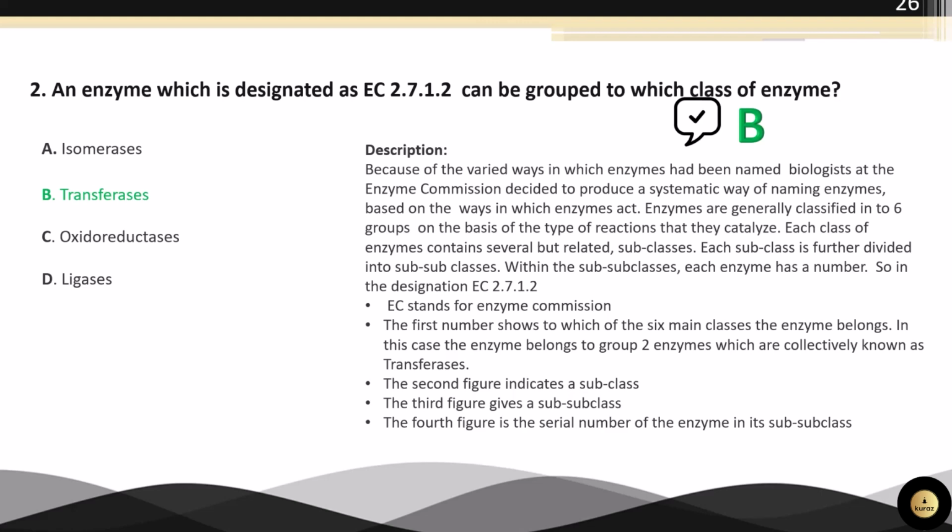So in the designation EC 2.7.1.2, EC stands for Enzyme Commission. The first number shows the type of class, the second figure shows a subclass, the third figure gives a subclass, and the fourth figure is the serial number of the enzyme and its subclass.